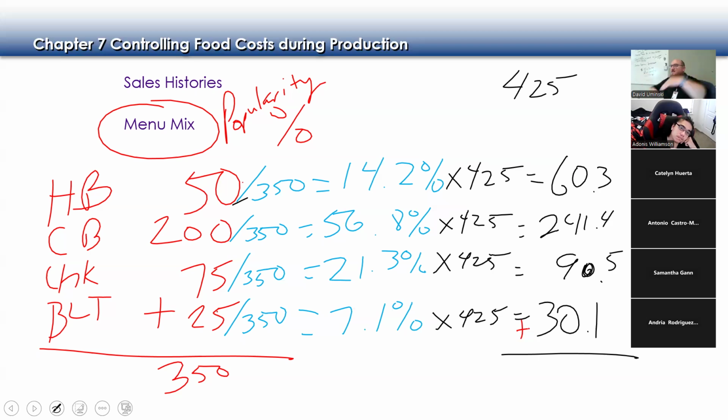Do we see how this works going up and down? Questions, comments, concerns about popularity percentage? And how is this related to cost saving measures? How is this related to helping us control our cost? Being able to predict how much you need in the future. So predict how much we need, so we know how much we might have to order, and how much we have to prepare.